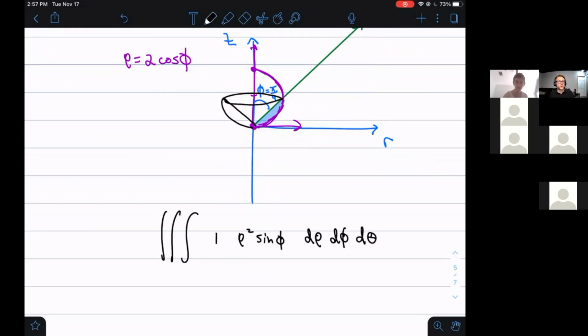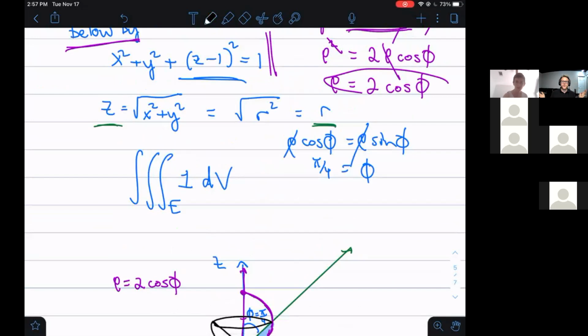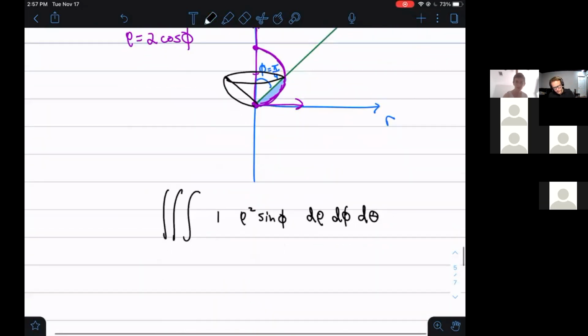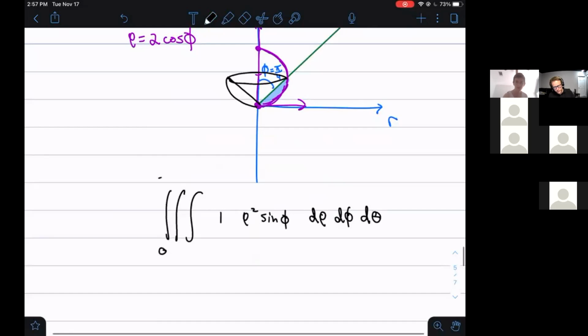Notice for all of this, there were no restrictions for theta. Theta never came up in any of these equations. That's why we were able to do it with the RZ half plane here. And so because there are no restrictions for theta, theta can run free, right? It can be anything that it wants to be. And you're going to generate the entire picture once you go around the positive z-axis once, right? So 0 to 2 pi here.